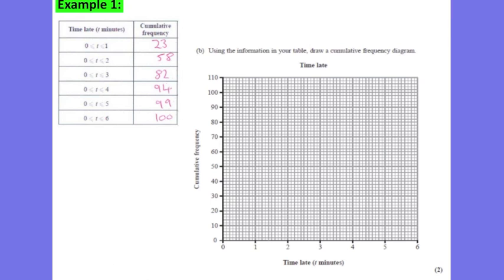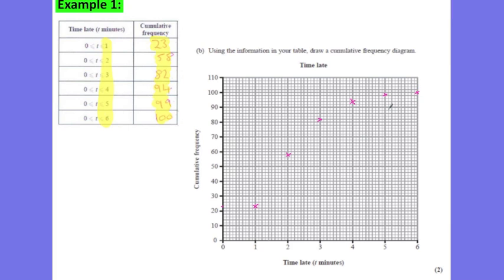Now we're going to plot this onto a cumulative frequency diagram. We must plot against the end of the class interval, against the cumulative frequency. So we're looking at 1 and 23. Be careful on the scale here. We go up to this point for 23, then 1.5, 2 and 58, 3 and 82, 4 and 94, 5 and 99, and lastly 6 and 100.